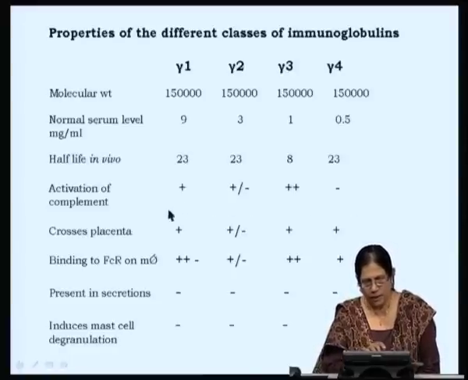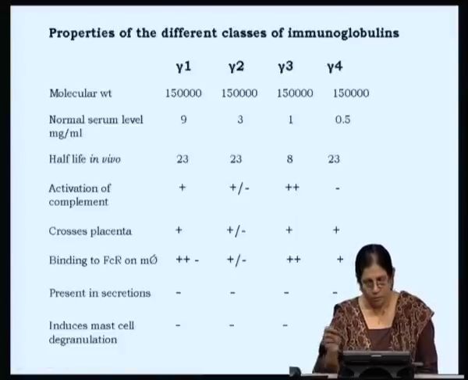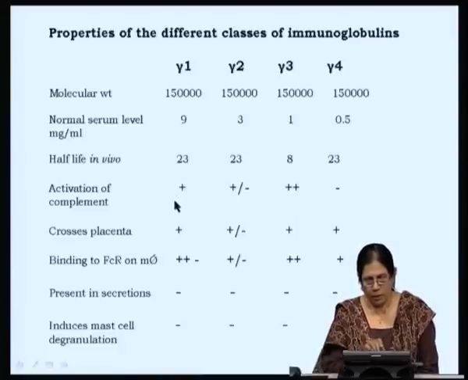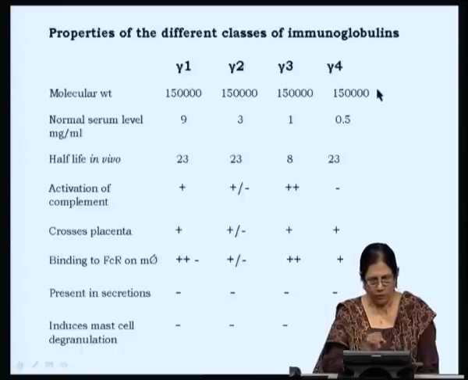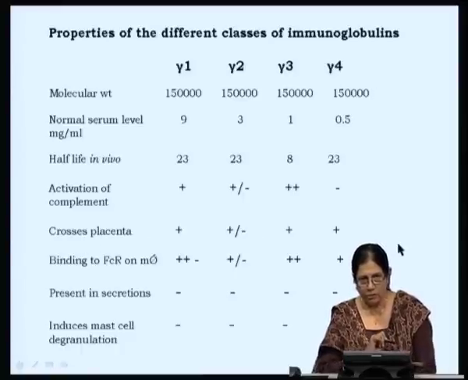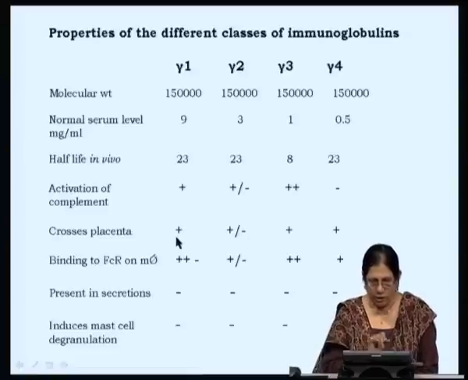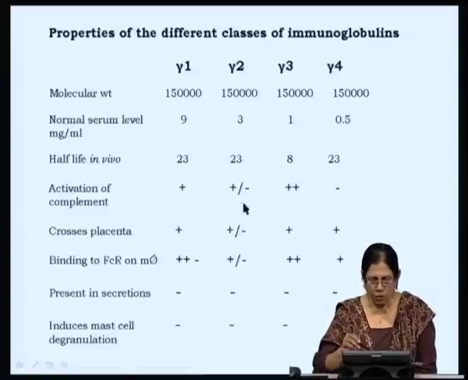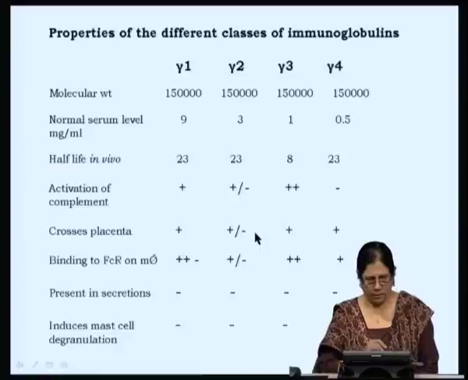IgG 3 of the classes can, but you will see that IgM does that much better. IgG 1 and 3 do, IgG 3 does that better and IgG 4 does not activate the complement. Do all of them cross placenta to confer immunity to the fetus? IgGs can, but IgG 2 has minimal ability to cross the placenta.